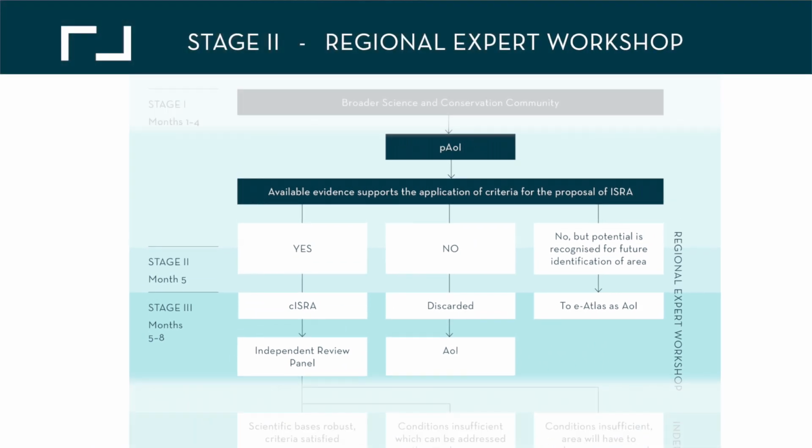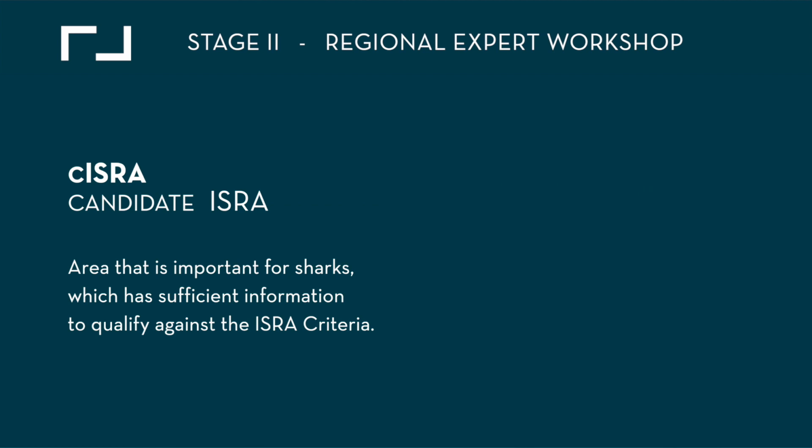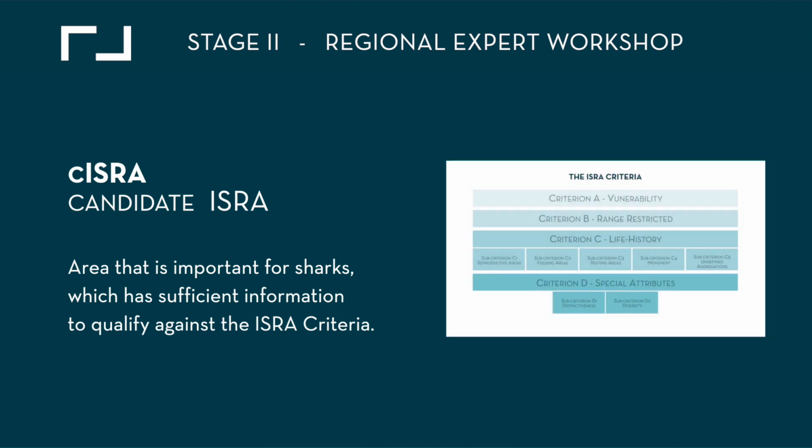Stage 2 is the regional workshop. During the workshop, participants working in sub-regional groups will review the preliminary areas of interest submissions to evaluate what information and evidence are available to support the application of the ISRA criteria. If there is enough available evidence to support the application of the criteria, the preliminary area of interest will become a candidate ISRA. A candidate ISRA is defined as an area that is important for sharks which has sufficient information to qualify against the ISRA criteria.